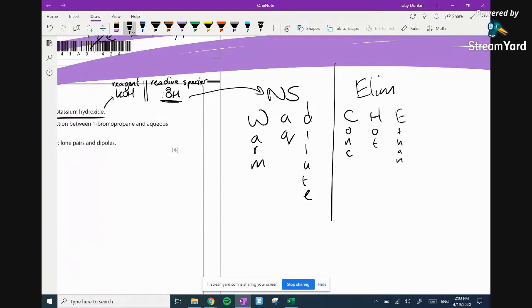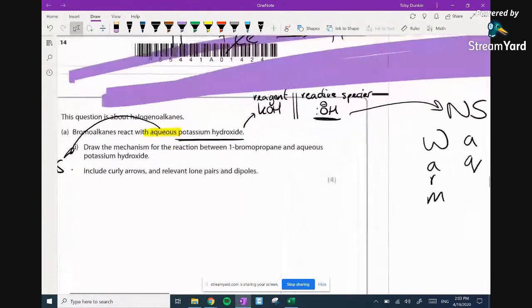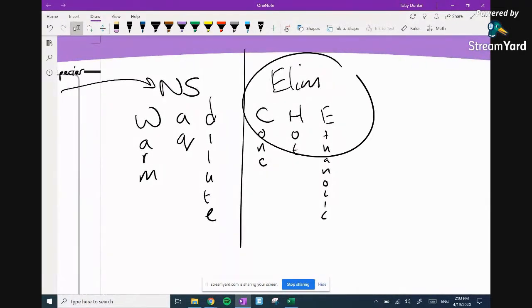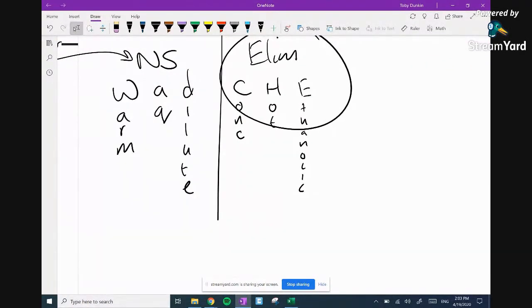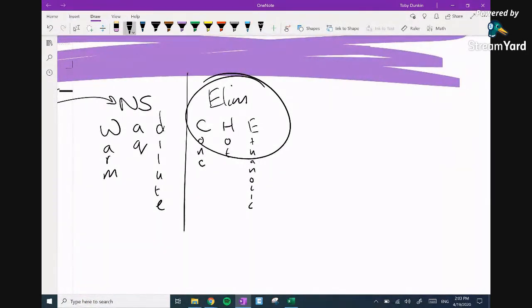So that one then, ethanolic. There you go. But CHElimination is the way that I tend to remember that. It works so well because it just rolls off the tongue so nicely. You get the letters which then give you your conditions. But if you want to do nuke sub, you just go for the opposite. What's the opposite of concentrated? It's dilute.